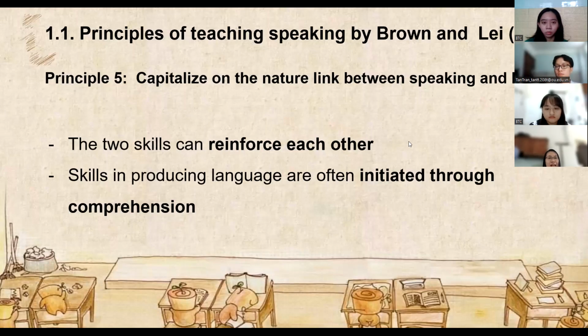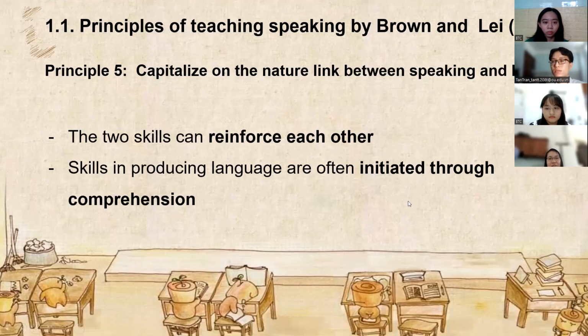So you need to capitalize on the natural link between speaking and listening. Of course, we do agree with this one, right? Because these two skills are interconnected, so the two skills can reinforce each other. Sometimes when we have a speaking lesson, we choose not to focus only on speaking from the beginning until the end of the class. Sometimes we can use listening activities to wake up the background knowledge of the students. So that's a way that we integrate two skills together. Okay. And what's next about principle number 6?